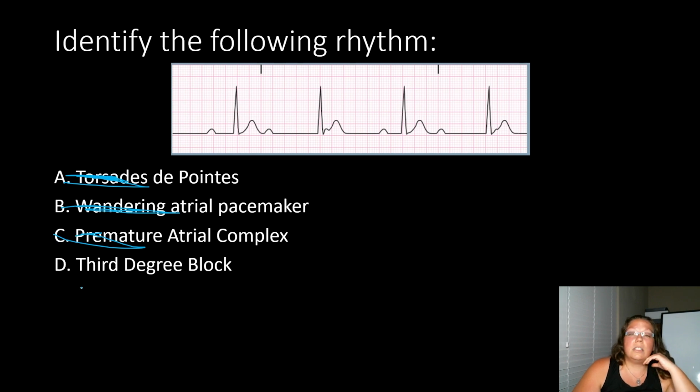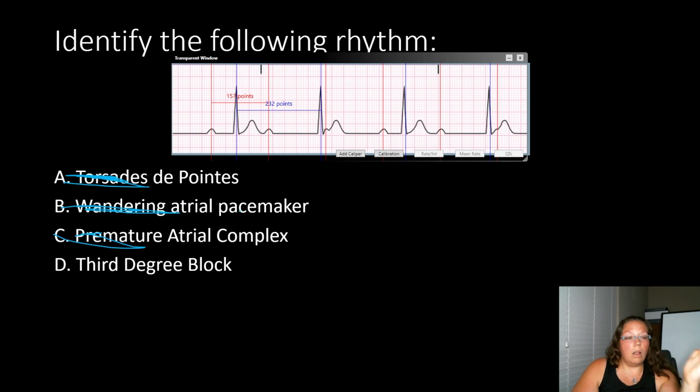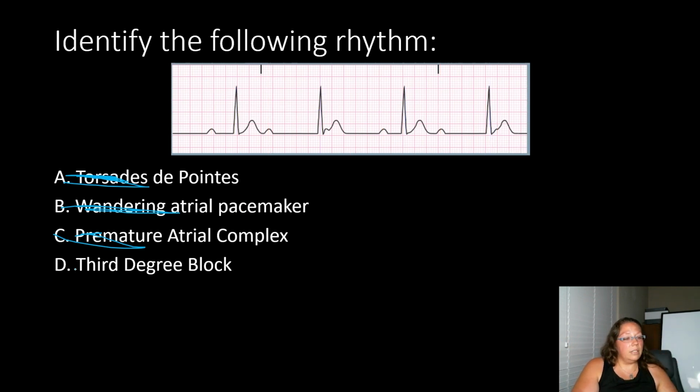If you said that this is third degree heart block, then you are correct. Because if you see, all of our P waves march out evenly spaced, all of our QRSs march out evenly spaced, but there's no communication between the two of them. P waves are doing their own thing, QRSs are doing their own thing. So we got third degree heart block.